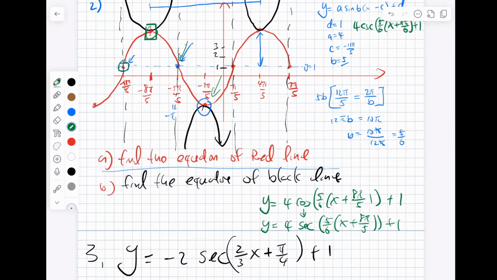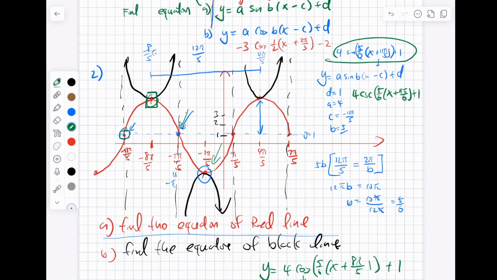Cosine is at the top. Yeah, the second part. B says find the equation of the black line. The black line is right here. The black line is the secant graph.